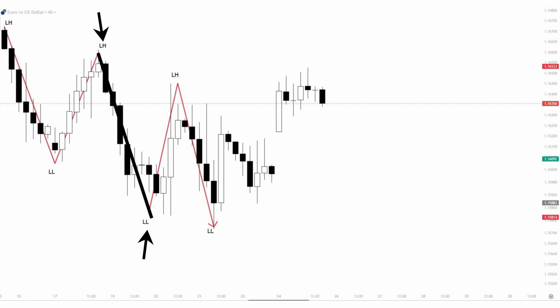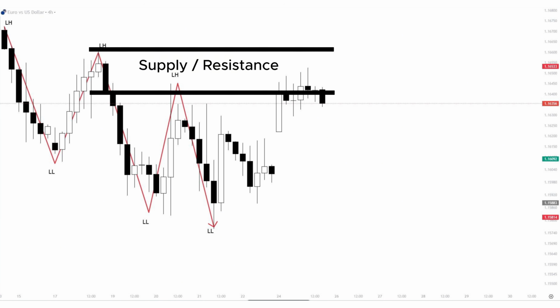So if the trend is clear and simple to understand, then it's easy to know what you should be doing. On downtrends, straightforwardly, we look for supply levels, resistance levels, and so on. So basically, we look for opportunities to sell the market.